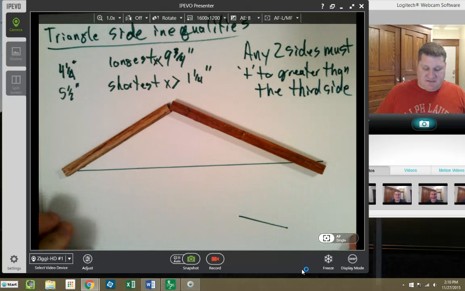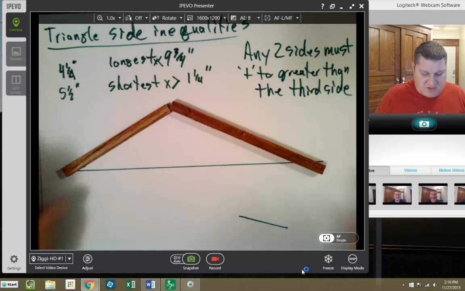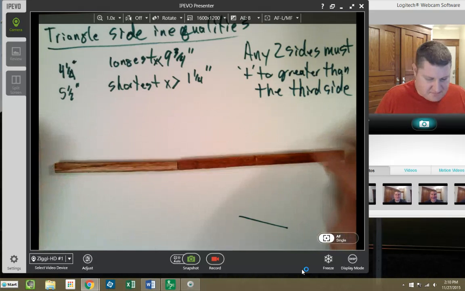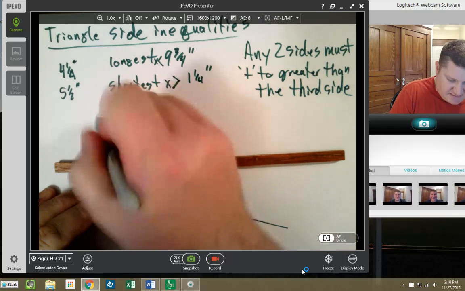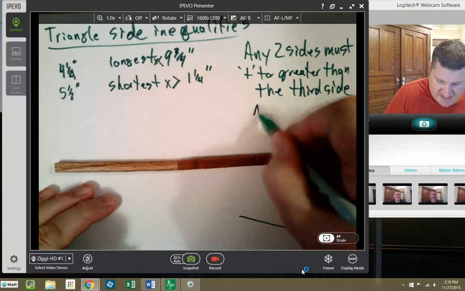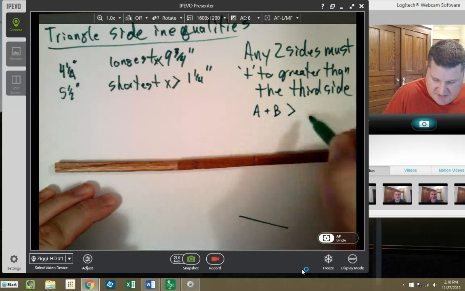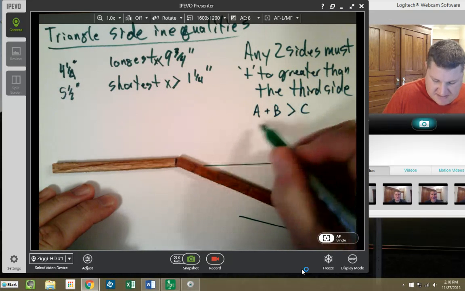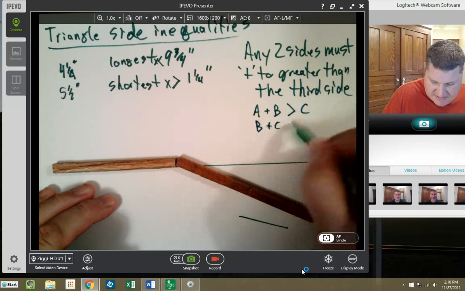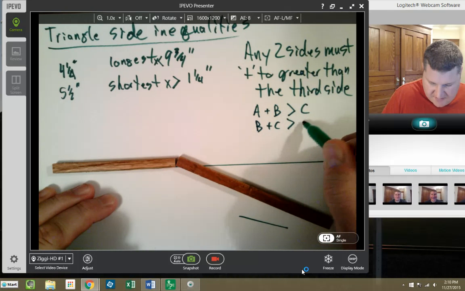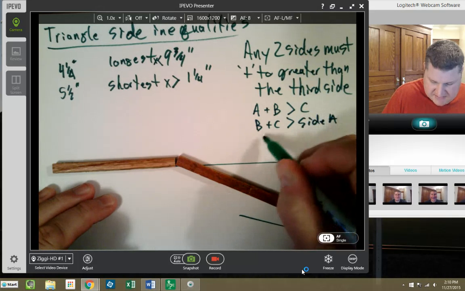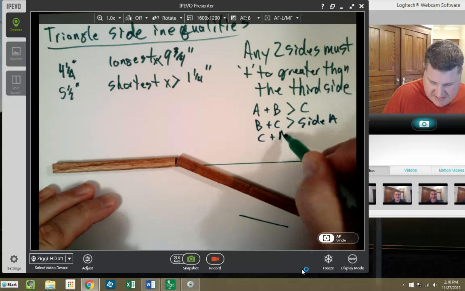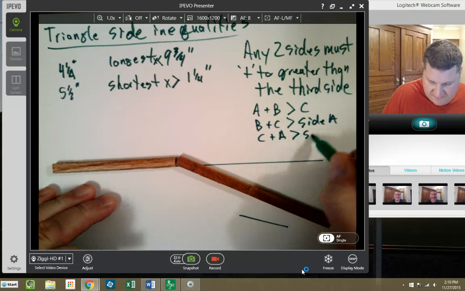Any two sides must add to be greater than a third side. To do that, that means if I take side A plus side B, it's got to be greater than side C. Side B plus side C has to be greater than side A, and side C plus A has to be greater than side B.